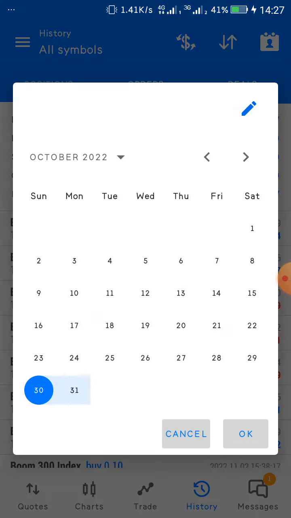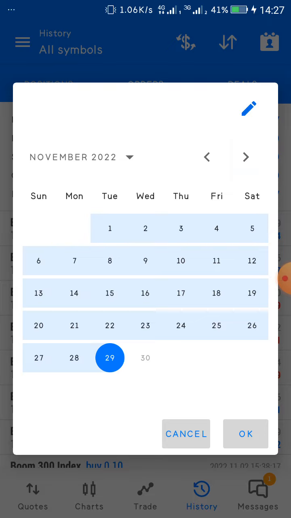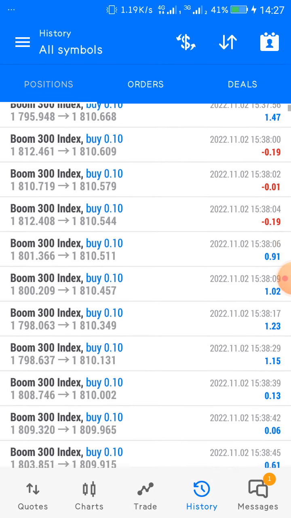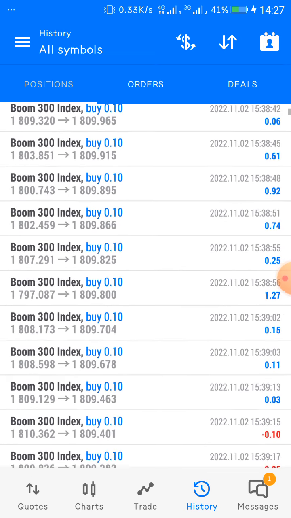This is custom period. So this is from October 30th to November 29th, which is today. So you can see, using the lowest lot size, it works for all boom and crash. Using the lowest lot size of 0.10 on boom 300, and then the lowest lot size on crash.